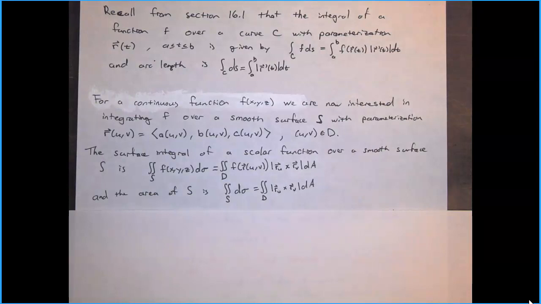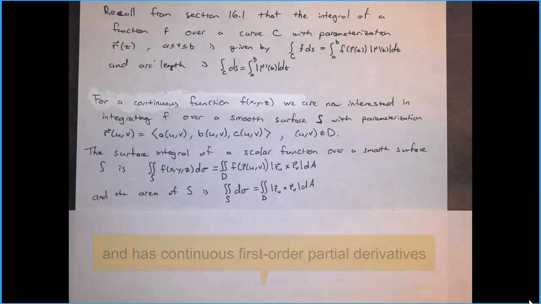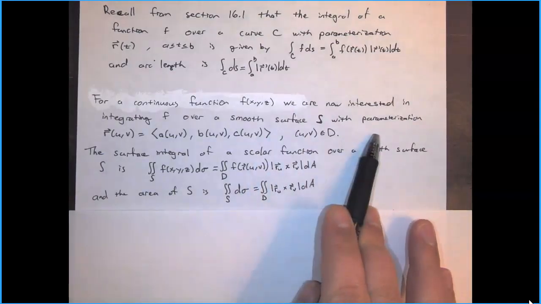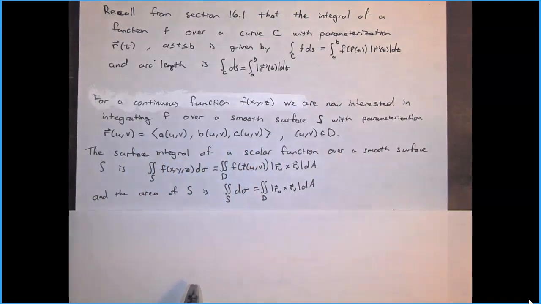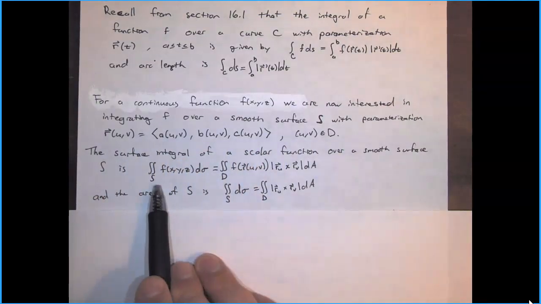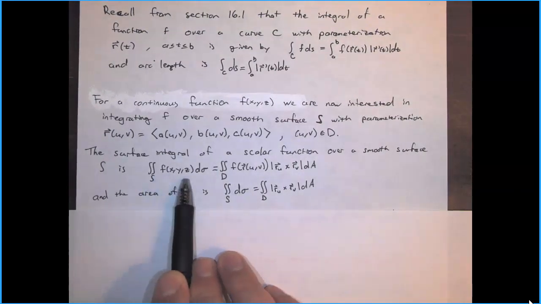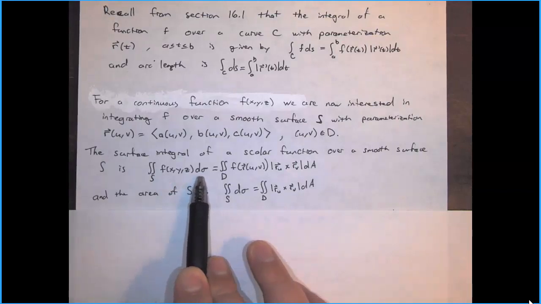We defined what smooth surfaces were in the last section. Right, they have a parameterization that's continuous on the parameter domain, and on the interior of the parameter domain the cross product of the first partial derivatives of that parameterization is never 0, meaning we can always find a normal vector. So if our surface is smooth and we have a parameterization given here, then the surface integral of our scalar function is the integral over S, that's our surface, of the function f, d sigma, where d sigma was our surface area element from the last section.